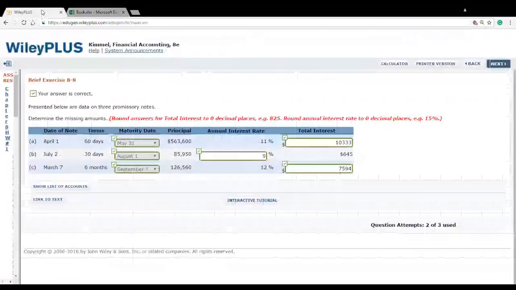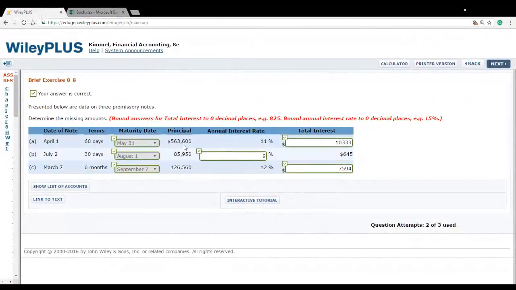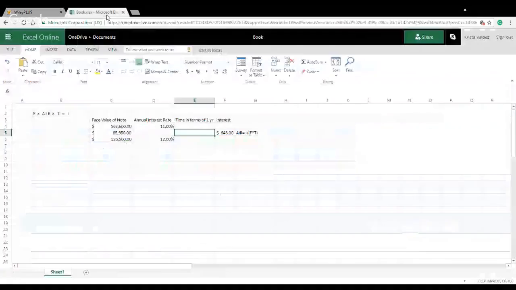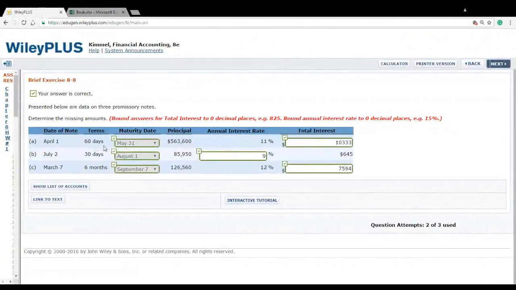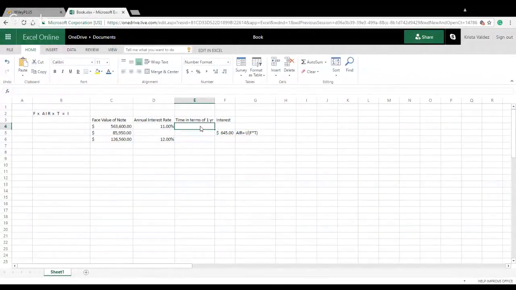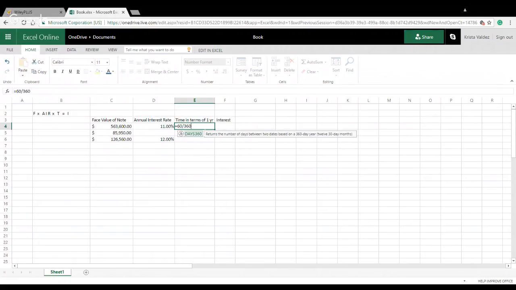So let's go back and see what's going on. Here it lets us know that we have $563,600 as the principal and 11% annual interest rate. To figure out what the time in terms of 1 year is going to be, this tells us it is 60 days. So normally a year is 365 days, but in this case, we're not going to do 365 days. We're just going to do 360 days. So we're going to divide that amount by 360.